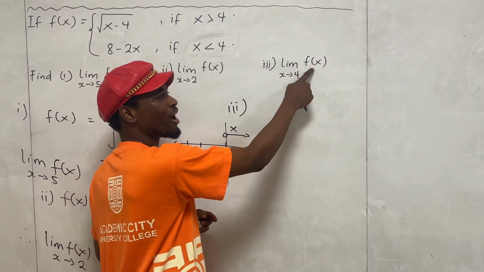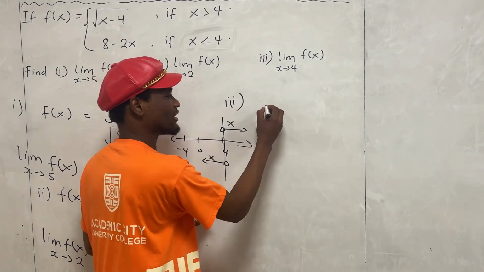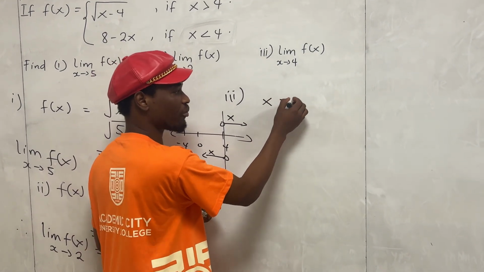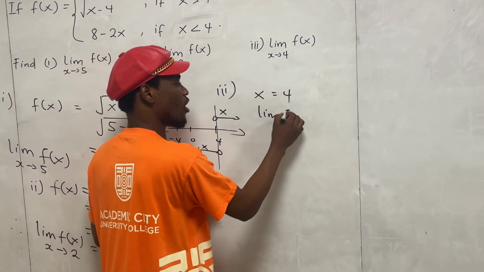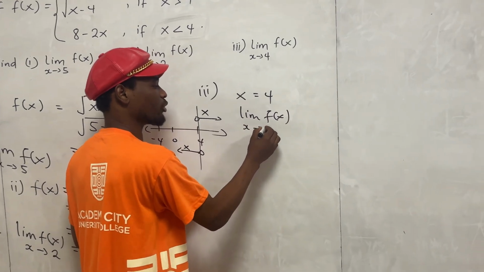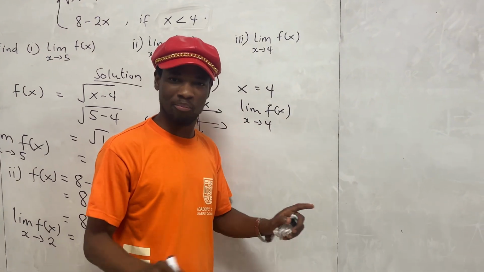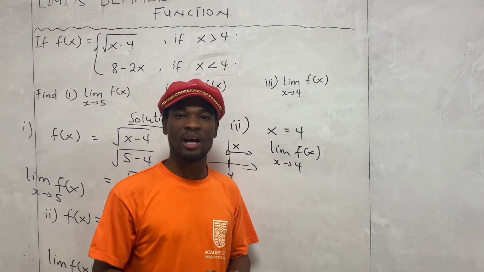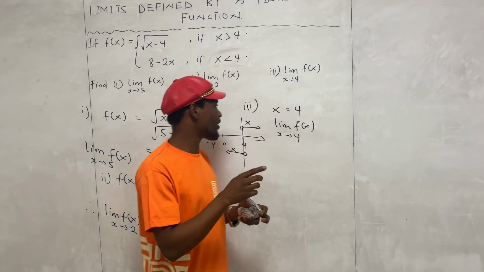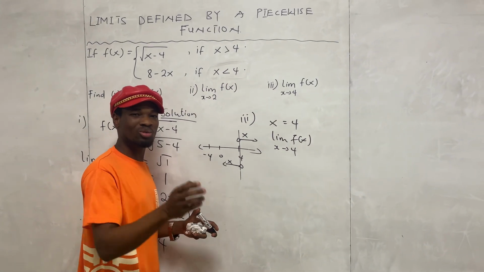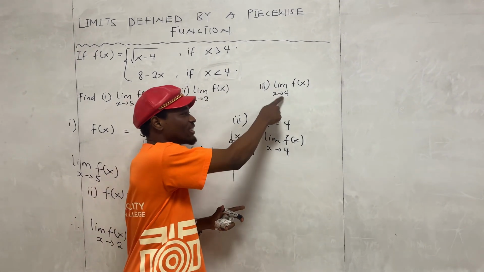So, the limit of f of x as x approaches 4 means that at x equal to 4, the limit of f of x as x approaches 4 is not defined. As simple as that. Let's consider the last question to throw more light on this. So viewers, whenever you have situations this way, don't worry yourself. It is undefined at x equal to 4.